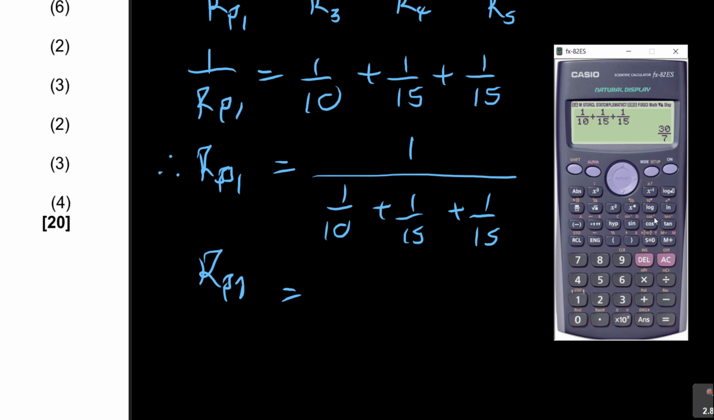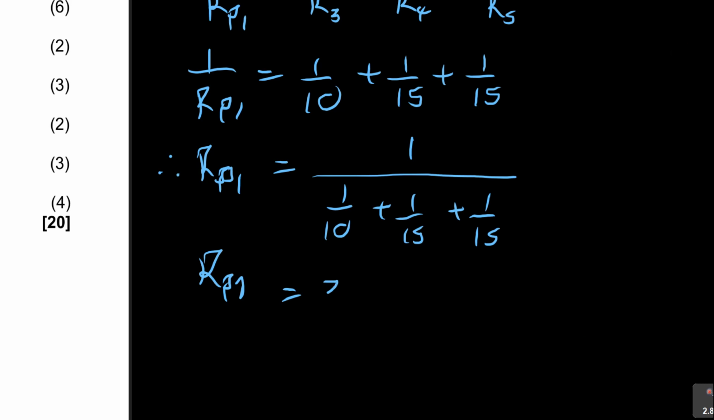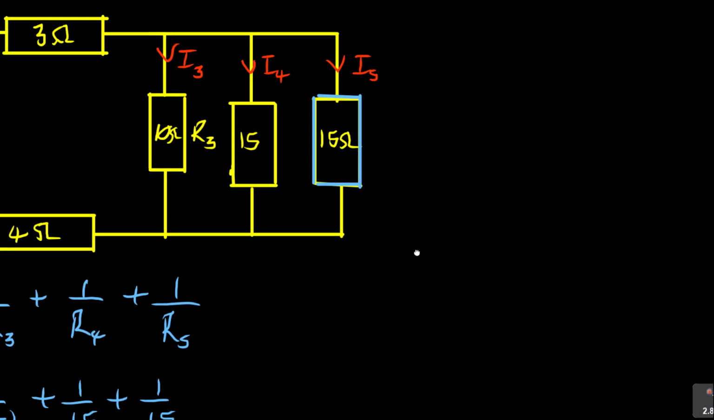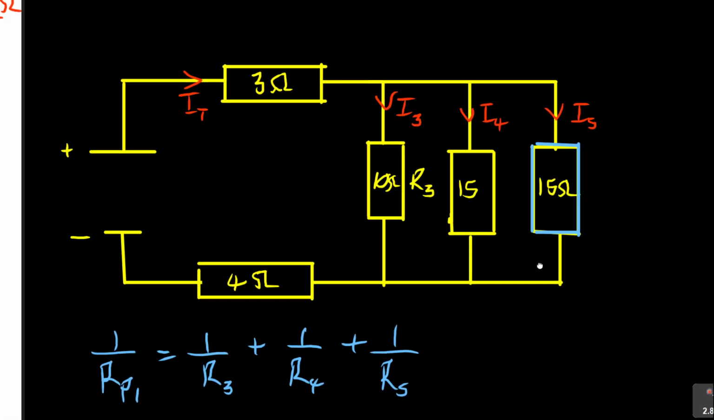What does it give? 30 over 7, which is 4.285. But let me leave it now like this, 30 over 7. But what is 30 over 7? It's 4.285 ohms. I'm interested in 30 over 7, the original number. Okay, so we've got this, guys. Here, the total of this. Guess what? We continue. I'm going to draw.